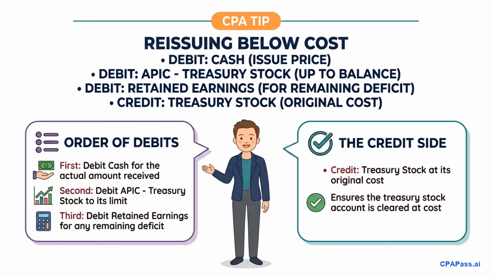Now let's tackle the examiner's favorite trap, reissuing Treasury stock below its cost. Suppose we reissue those $20 shares for only $15. We debit cash for $15. We must credit Treasury stock for the original $20 cost. To balance the entry, we need a $5 debit. Where does it go? First, we debit any existing APIC from Treasury stock from previous transactions. If that balance is zero or fully exhausted, the remaining loss is debited directly to retained earnings. This is the retained earnings debit bypass trap. We never debit an income statement loss account.